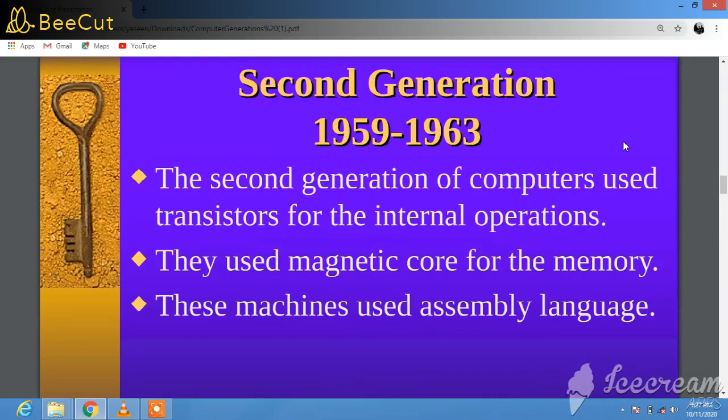They are faster as compared to the first generation computer system. But the drawbacks of the second generation is that the systems are still very expensive and they require AC. IBM 1620 and IBM 7094 are examples of second generation computers.